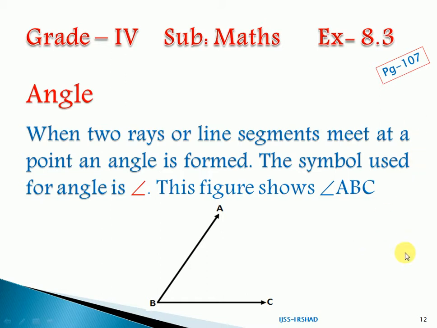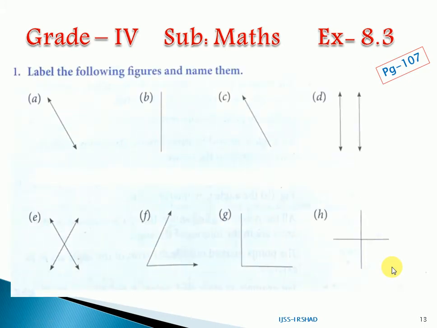Now we will start the questions given in exercise 8.3. So let's have question number 1 of exercise 8.3. These are the questions given on page number 107. The question is: label the following figure and name them. You have to label this figure and then you have to name them. What kind of lines are these? Naming means you can mention here A, at this point B or C or D. You can give any name, X, Y, any English letter.